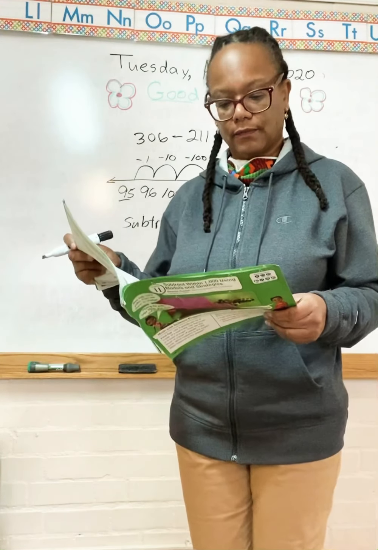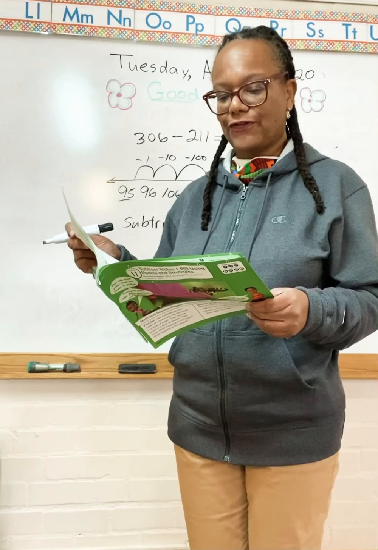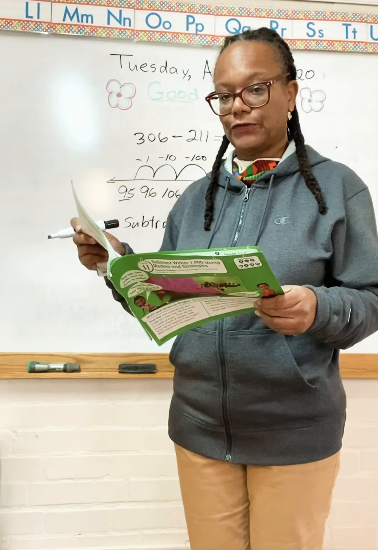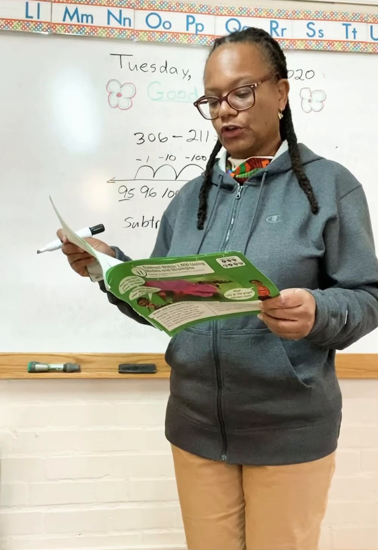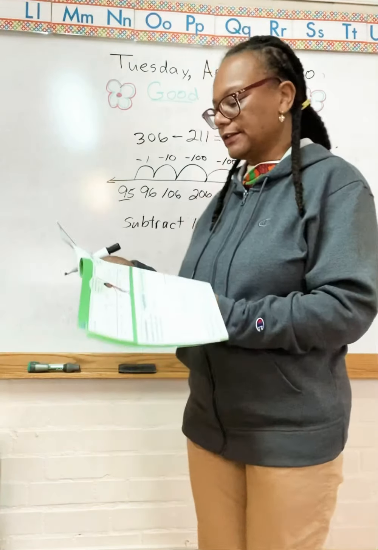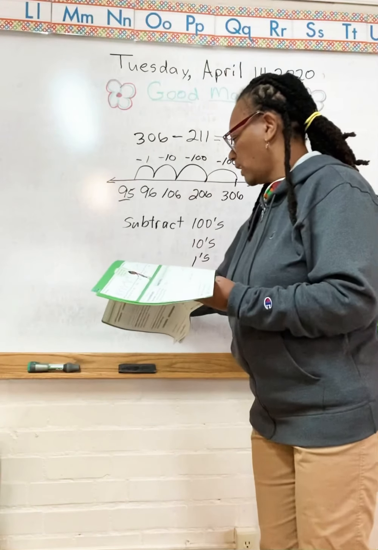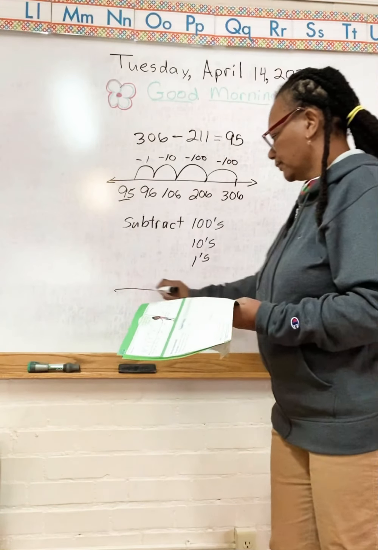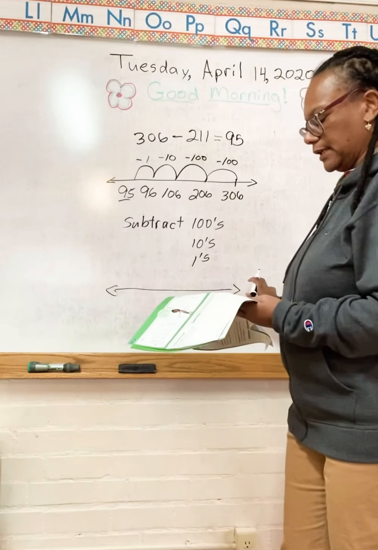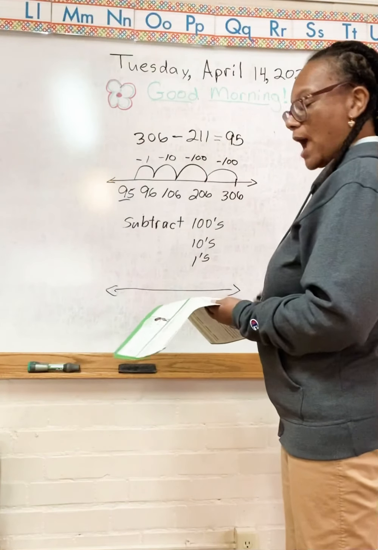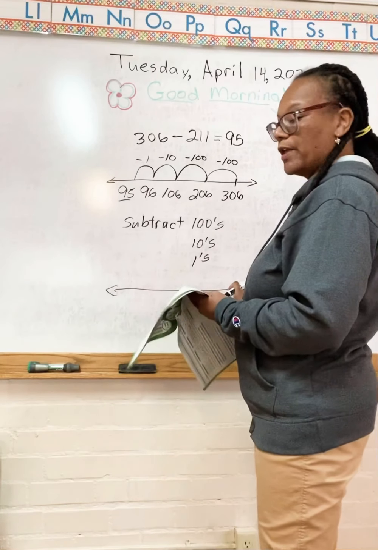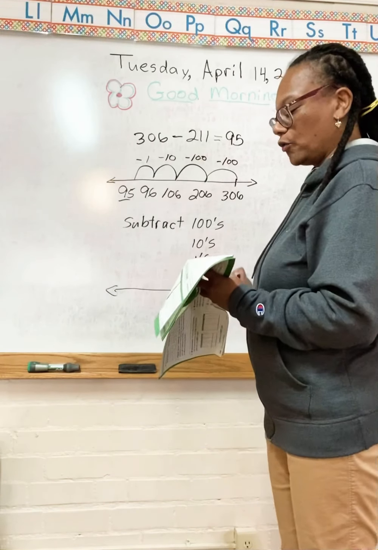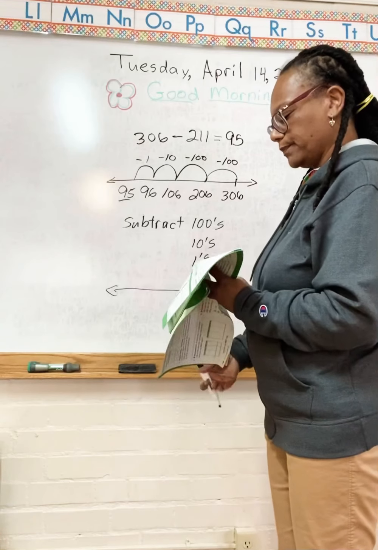Number one, 425 minus 115 equals, and they show you the example starting at this end of the number line. Start at this end, which would be your right side of the number line. Start over here, because this is where the numbers get bigger, and then go backwards.